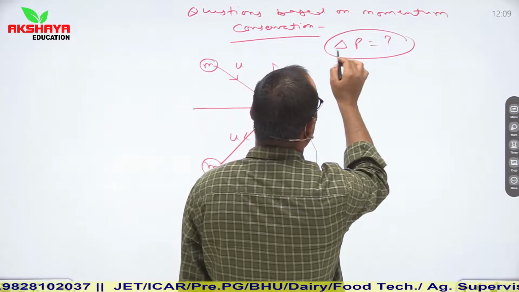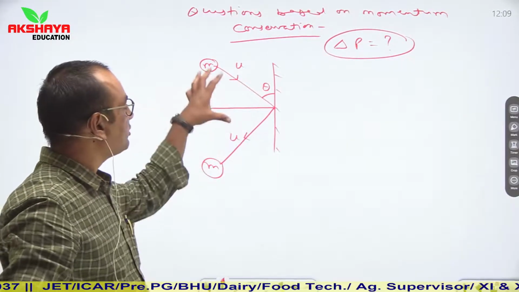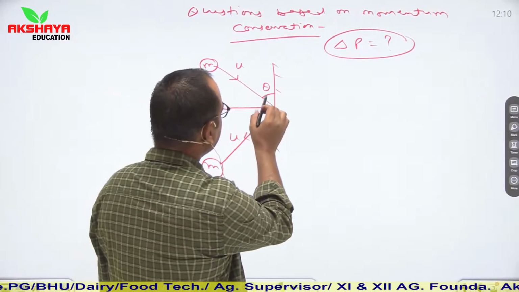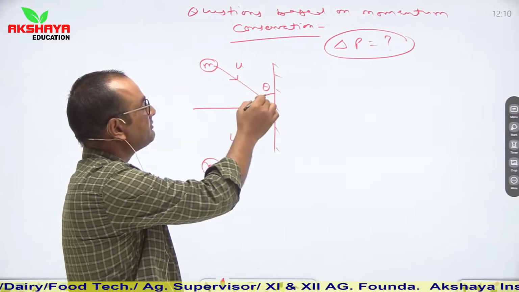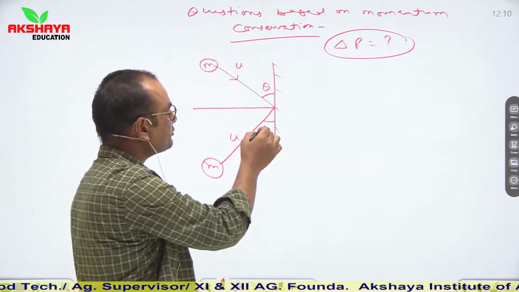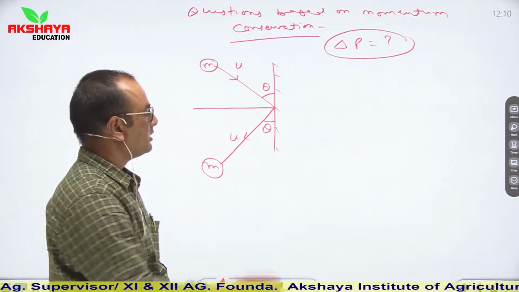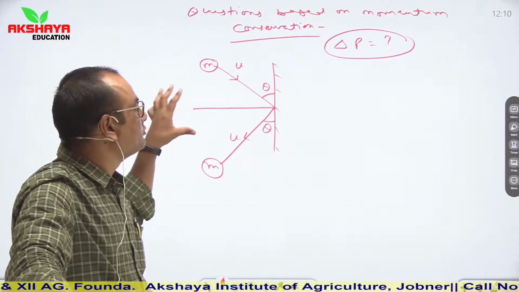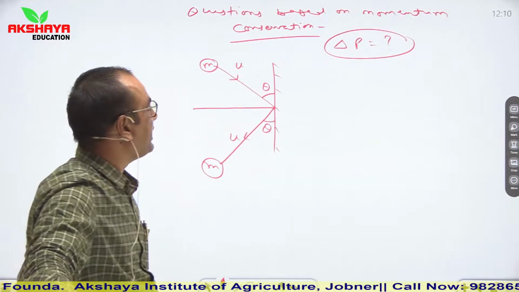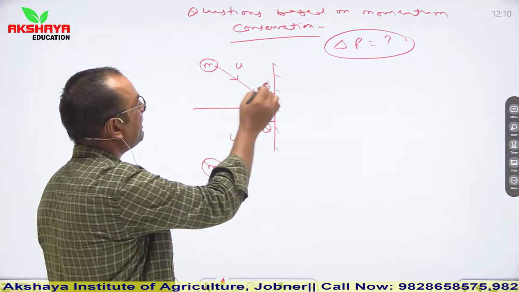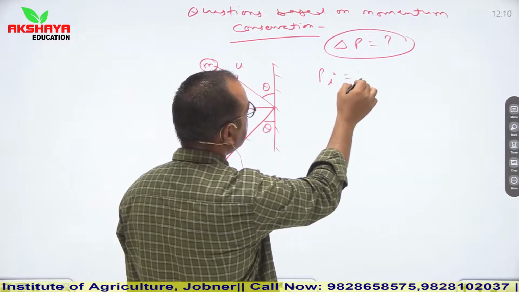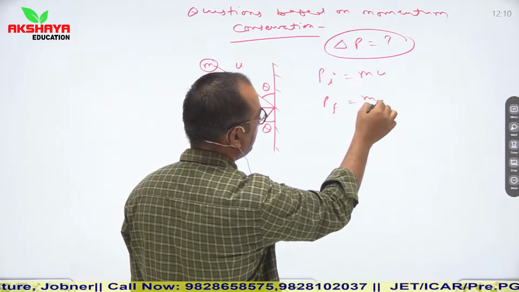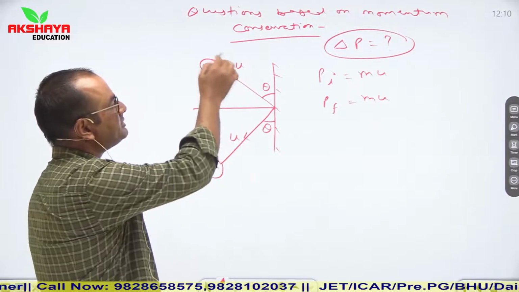Now see, I'm discussing all the patterns based on this question, that is, what type of question you may get in your competitive exams. If this particle of mass m hits with the angle theta, then it also rebounds with the same angle theta. While using momentum conservation in such a pattern of question, we use the concept of direction, so we have to make its components. Let us say the initial momentum is mu, and the final momentum is also m into u, mass into velocity, but it is in the xy plane.